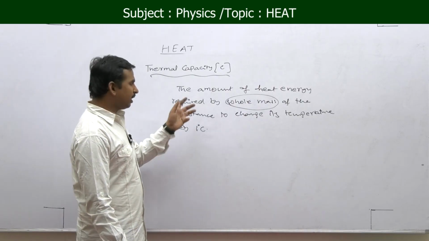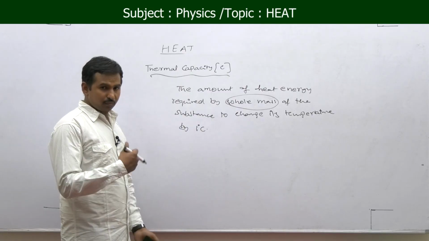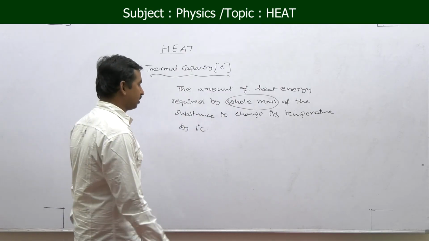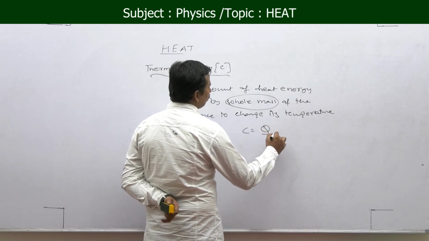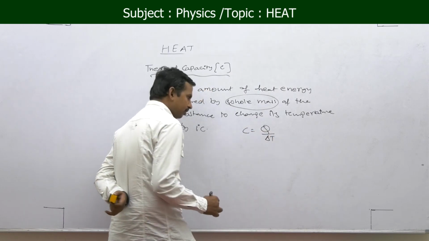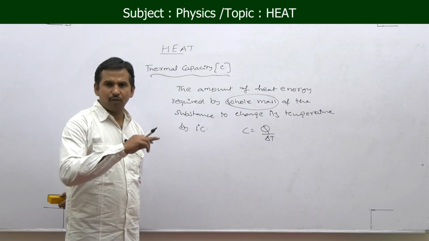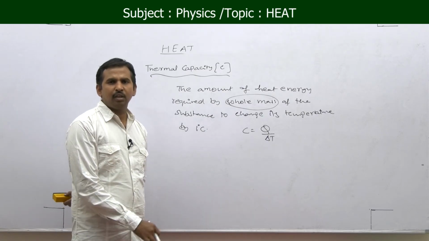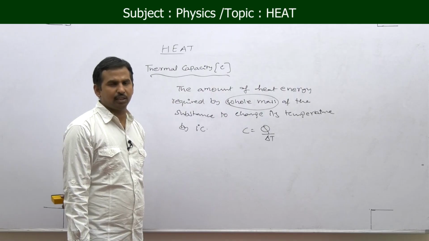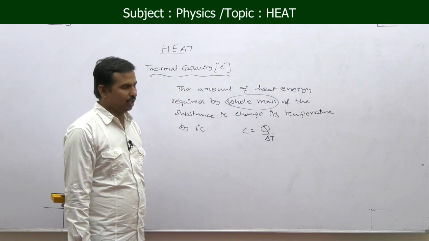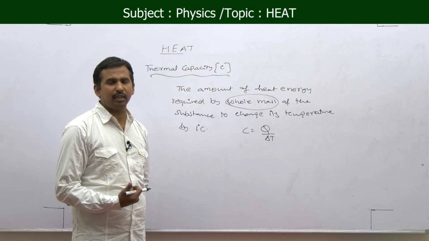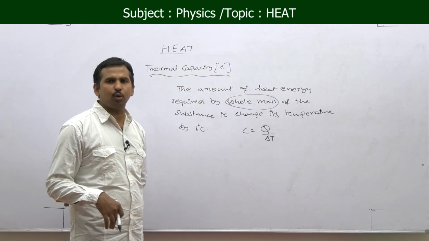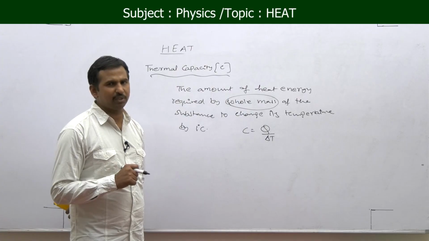Now, as thermal capacity depends on the mass, the formula is C is equal to Q by delta T, because we already took the whole mass of the substance for the amount of heat energy. That is why there is no need to write the mass here. So C is equal to Q by delta T. If you take Q by M delta T, that is the specific heat capacity.